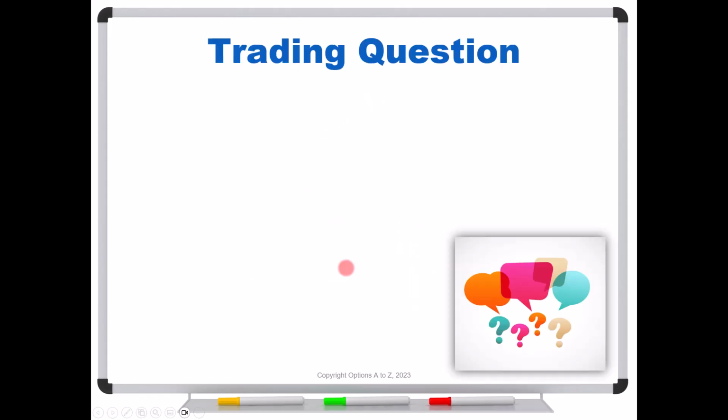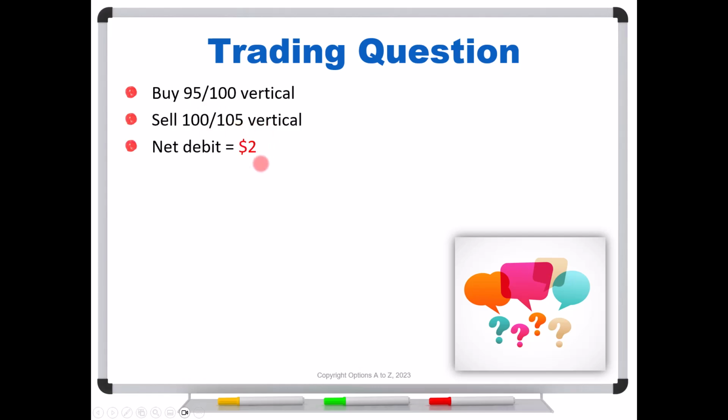And now we've got a trading question. You have purchased the 95, 100 vertical and you have sold the 100, 105 vertical for a net debit of 2. That's the setup. Now let's say that you close the 95, 100 vertical right here and you get $3. You shut it down. So because you've purchased the butterfly, you have these 3 different strikes in the account. So sure, you can break these apart. You could close the 95, 100 vertical. And again, let's say that it's done for a credit of 3.